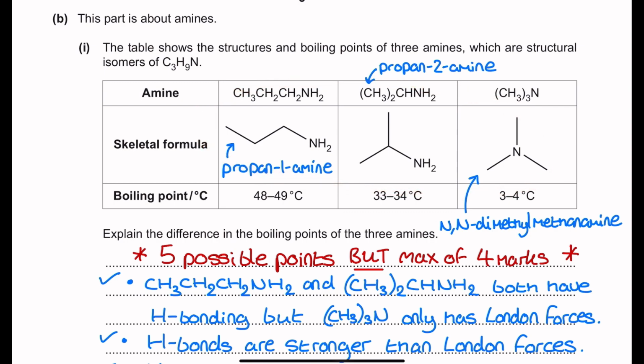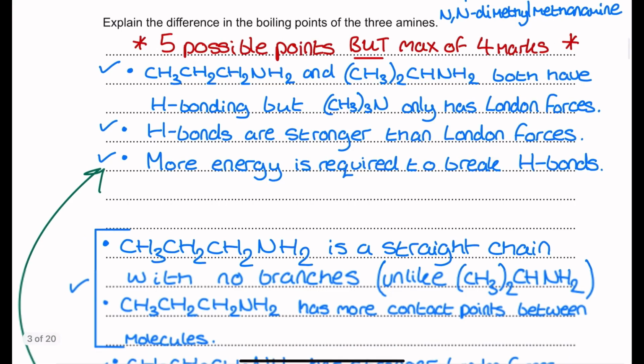which are all structural isomers of each other, and they've got different boiling points, and we need to explain why. The question had 5 possible points that you could make, but you only actually needed 4 of them to get the full 4 marks of this question. So you might find, if you compared your answer to someone else's, that actually you've got some small differences and you both got 4 marks. That's perfectly fine for this.